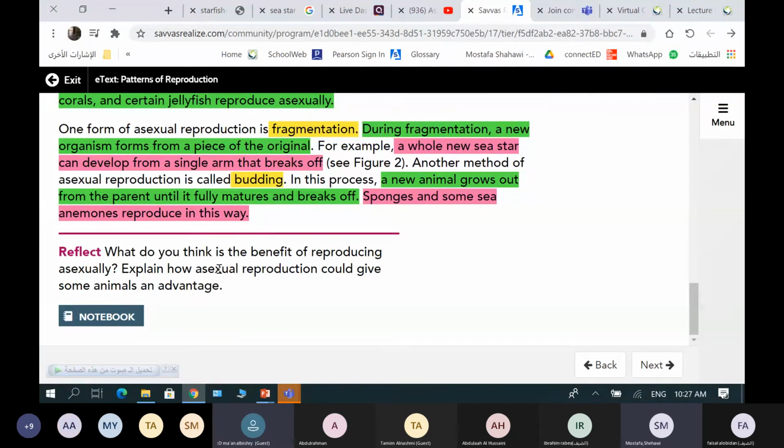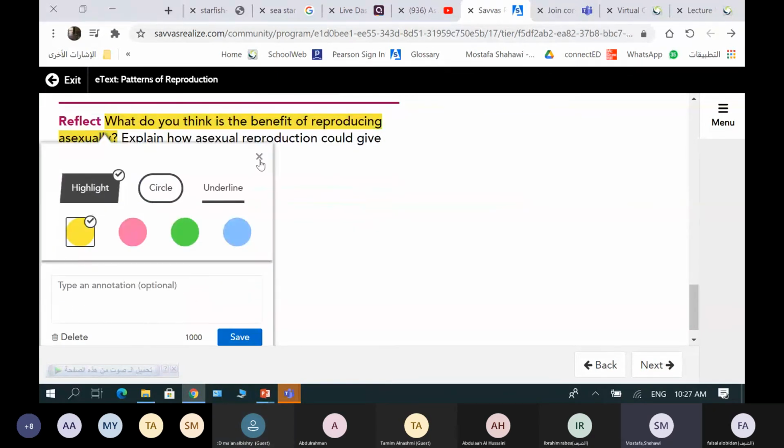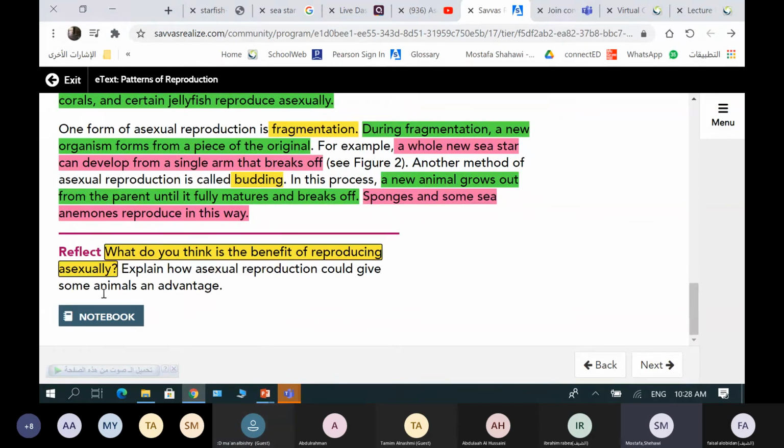What do you think is the benefit of reproducing asexually? Explain how asexual reproduction could give some animals an advantage. So we have two questions. You can answer the first question only. What is the benefit of reproducing asexually? Ma'an will answer. What is the benefit of asexual reproduction?